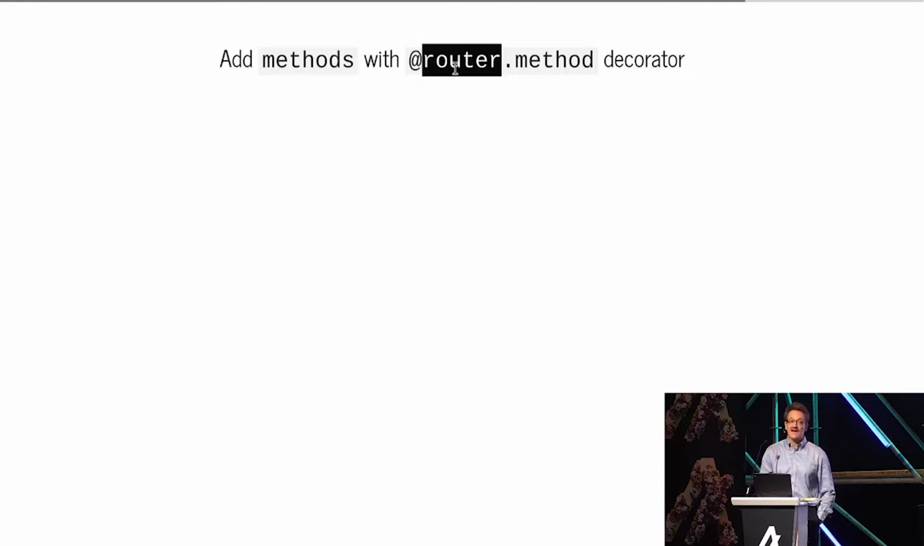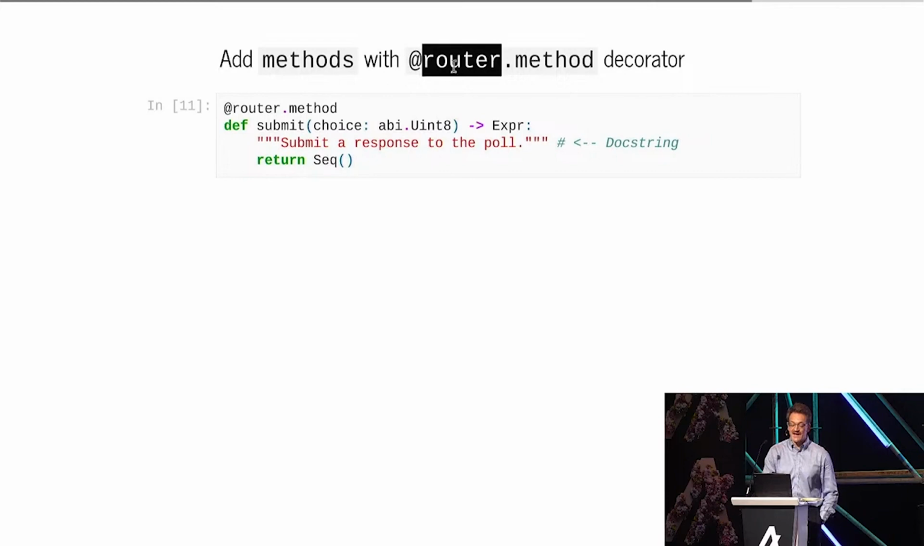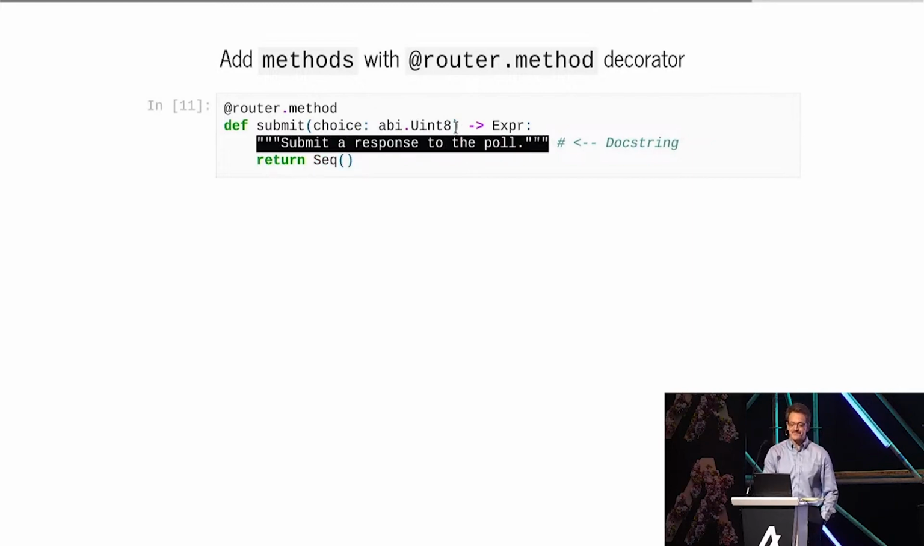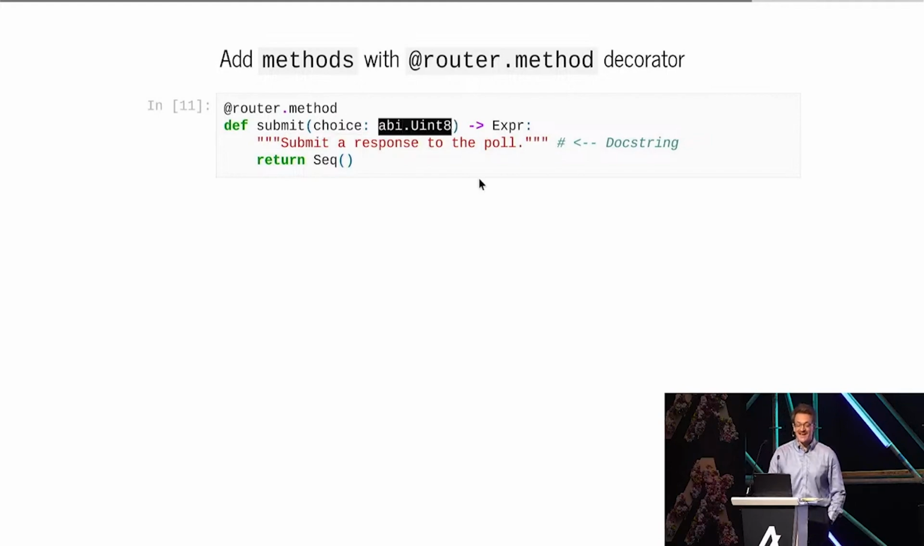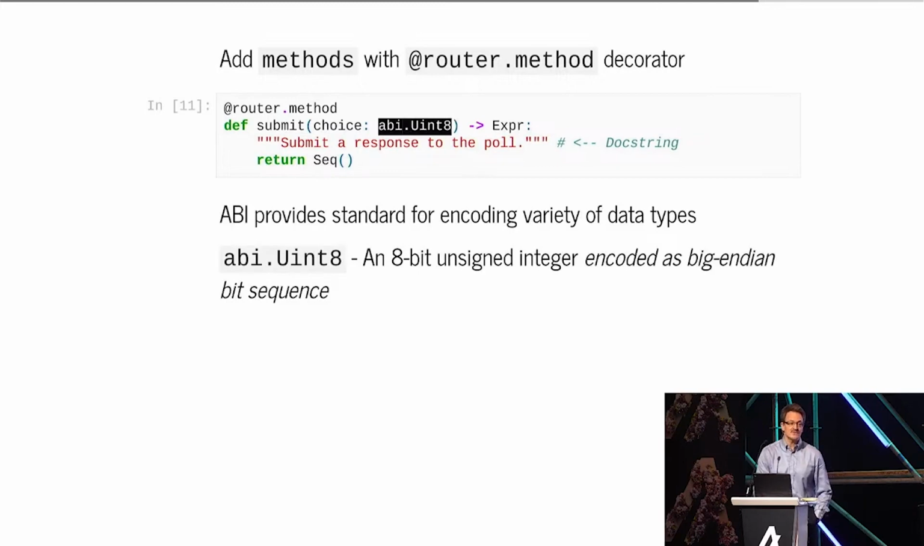The router has a method property. And we can decorate Python functions to create contract methods. So here we are. For demo purposes, I'm only going to do one method here that I'm decorating, submit. And again, it's just a shell. There's no real code running here, just to make the slide easier to read. But other things to notice are that there is this docstring that has a special purpose. And notice that the parameter choice is annotated with this ABI uint8 type. Okay, what is this uint8 type?